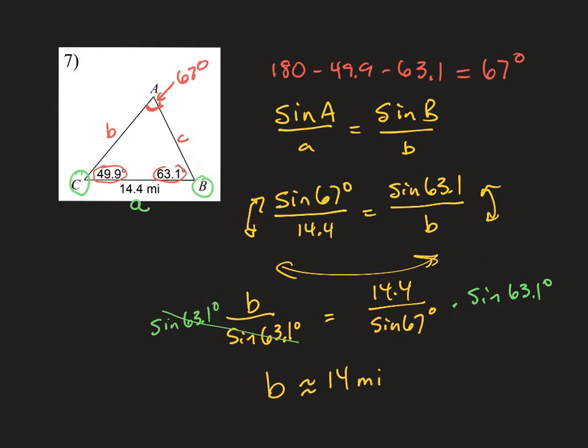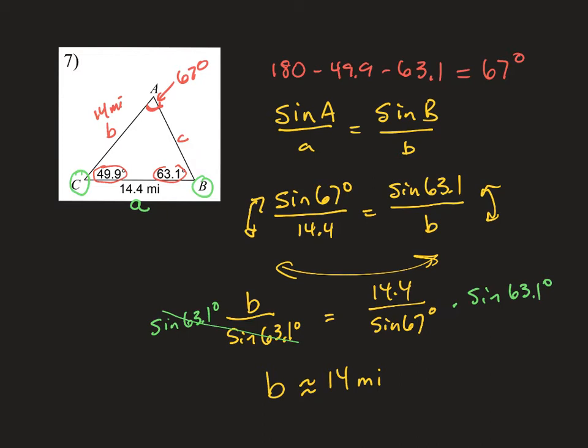Came out to 13.95. We'll round off to one decimal place, which is 14.0 miles. So side B here is 14 miles. So I've solved for angle A. I've solved for side B. I need to solve for side C now.